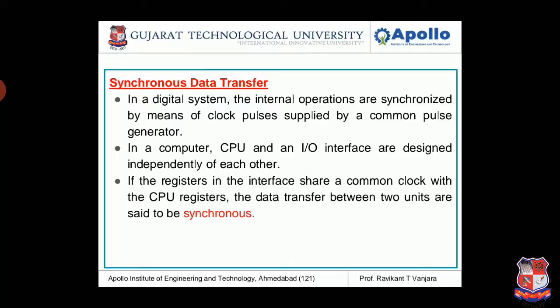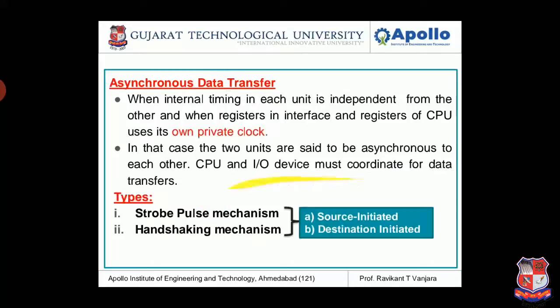Same thing happens with the keyboard. If the keyboard wants to send some data to the CPU, it doesn't inform the CPU in advance. It directly sends data to the CPU. Thus, this kind of data transfer is called asynchronous transfer. So in asynchronous transfer, both units, that is sender and receiver, are independent of each other. Each unit uses its own private clock cycle in order to exchange the information. So the two units are said to be asynchronous to each other.